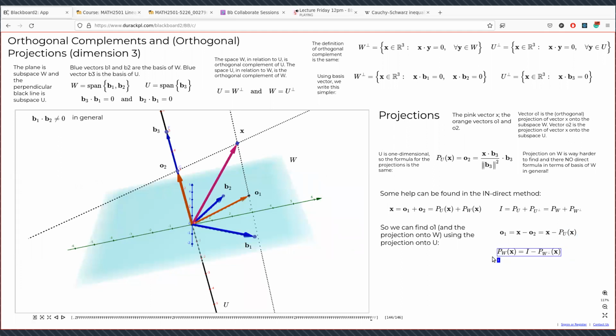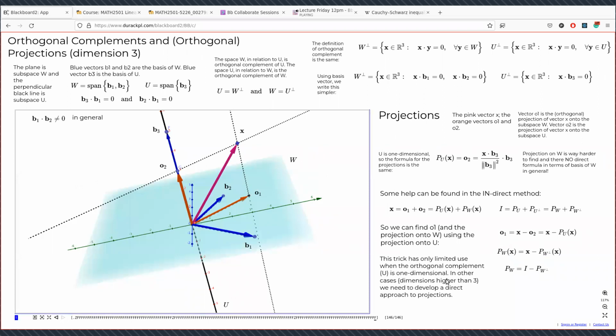In the language of linear maps, the projection onto W equals the identity, so it's supposed to be X here, X minus the projection onto W perpendicular, which is one-dimensional. W perpendicular is U, it's one-dimensional. This is in the language of linear maps: projection on W equals identity minus projection on W perpendicular. The trick has only limited use. Yes, exactly.